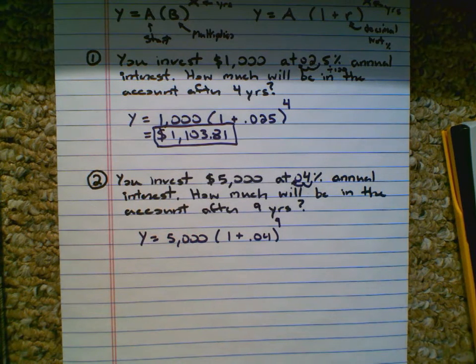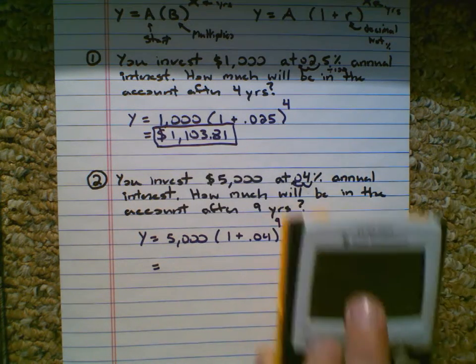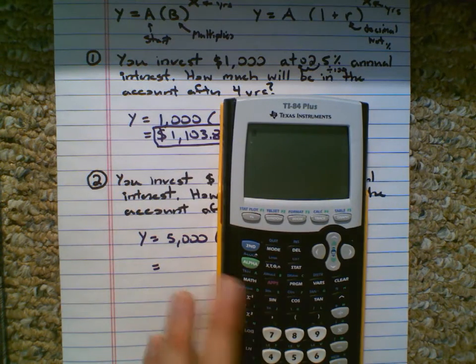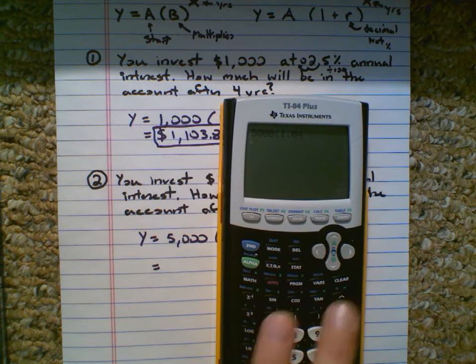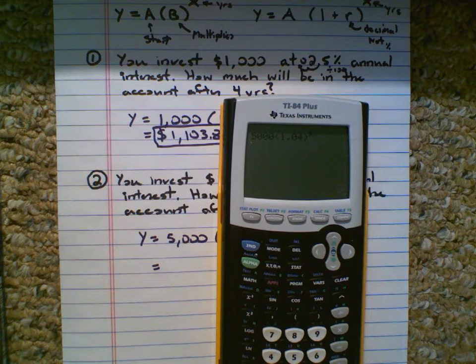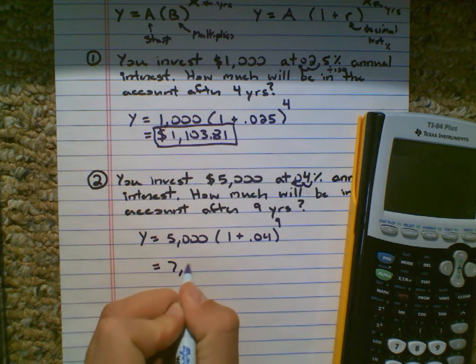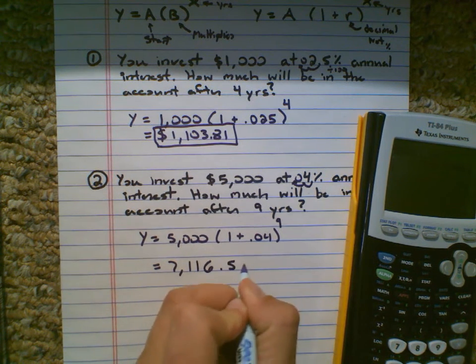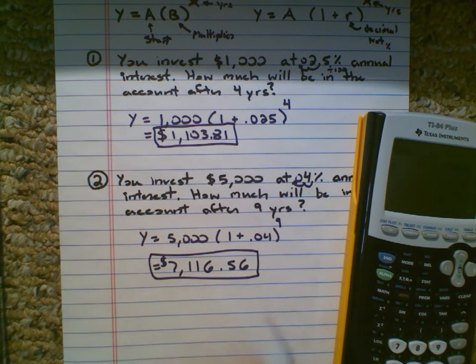Now, once again, I can just simply type this equation into my calculator. So in my calculator, I'm going to clear out what I put in there earlier. I'm going to type in 5,000 times 1.04, and then I'm going to raise that to the 9th power. And that gives me 7,116.56, if I round up, dollars in the account after 9 years.